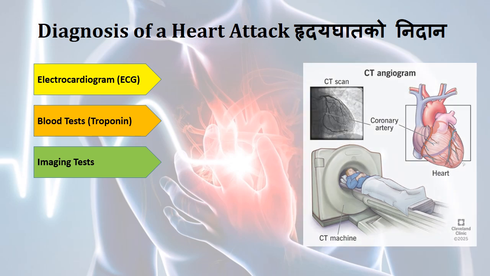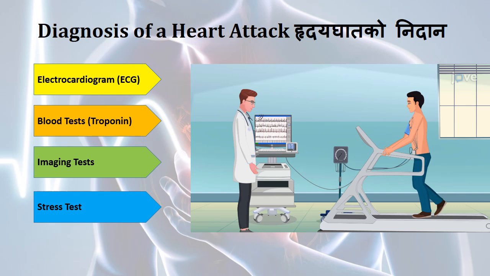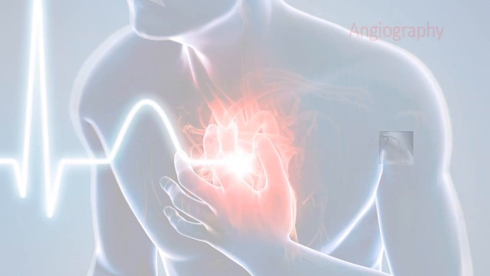Next is the stress test. Normally our heart is able to cope with general stress. So to detect whether a person is having a heart attack or not, the person is kept on a treadmill with some detectors and some sensors, and when the person is exercising on the treadmill, the doctor checks for irregularities in the pattern of the heartbeat on a monitor. This is called a stress test.